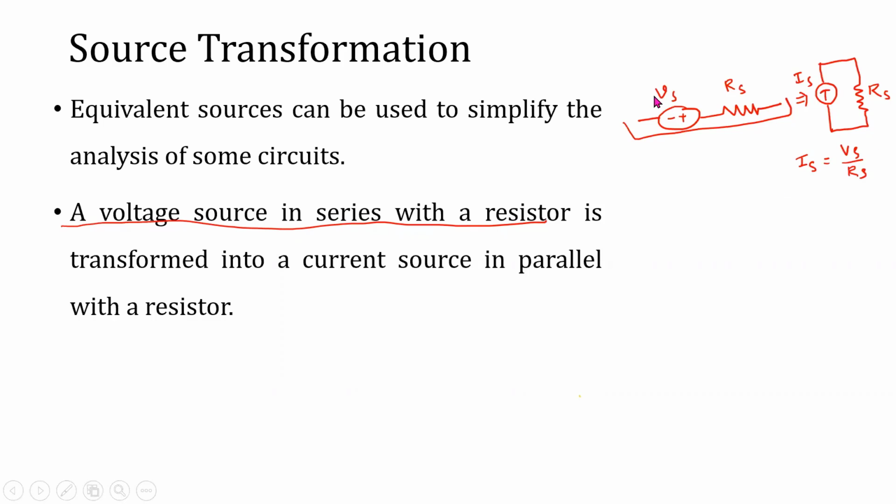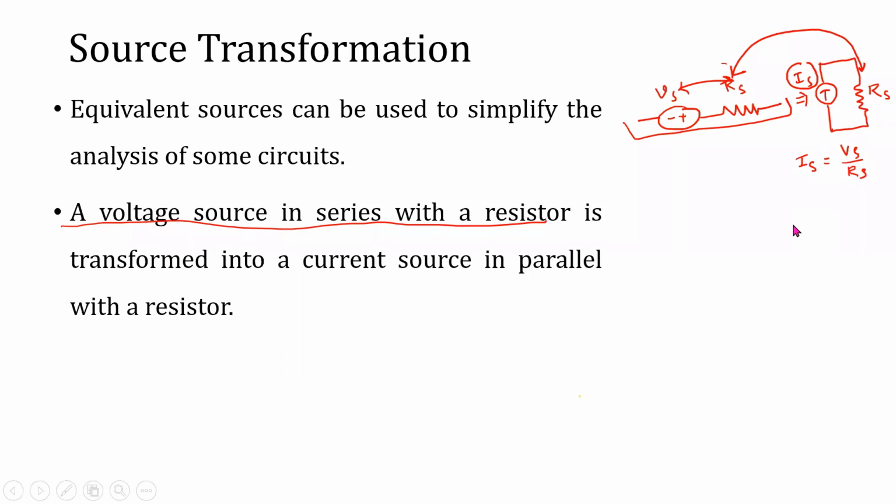Wherever we do find voltage source in series with the resistor, that is completely replaced by current source in parallel with the resistor. Rs in this case and in this case they are same. Is is calculated using Vs and this Rs.